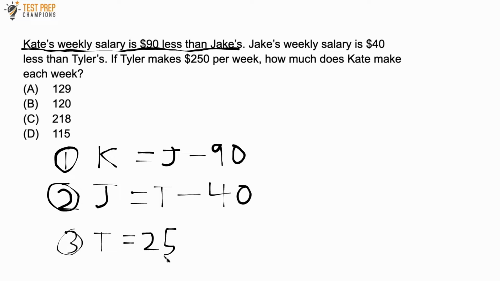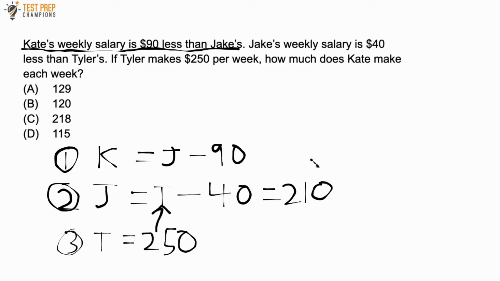So from this, since we know that T equals 250, I'm going to come up here to my second equation, J equals T minus 40, and I'm going to plug 250 in here for T. So if I do that, 250 minus 40, that's going to give me 210. So I can say that J equals 210. So again, since I know that J equals T minus 40 and I know that T equals 250, I can find J by doing 250 minus 40, which is 210.